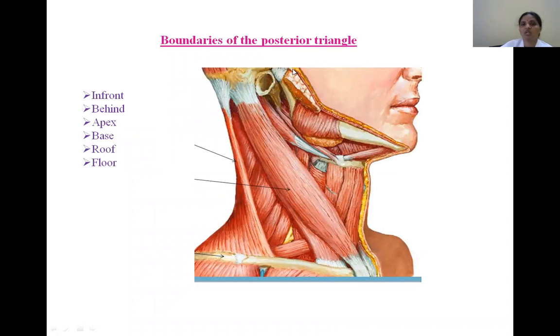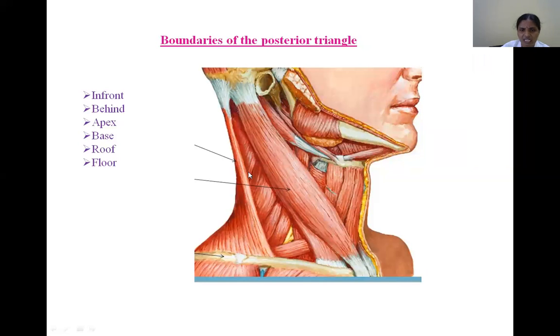Coming to the boundaries of the posterior triangle. See, this is the side of the neck. The side of the neck is divided diagonally by this obliquely placed muscle. What is this? The sternocleidomastoid muscle. By this sternocleidomastoid, the side of the neck is divided into one triangle anteriorly and one more triangle behind. This is the posterior triangle. So what are the actual boundaries of this posterior triangle? See, in front there is the sternocleidomastoid.